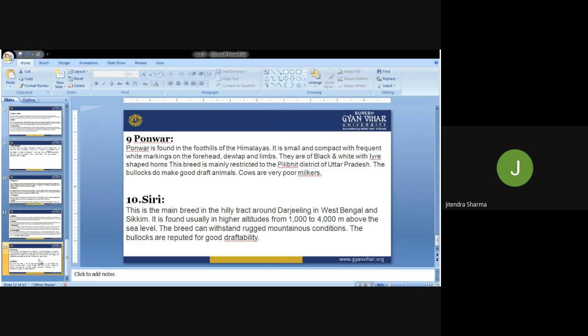Then the Siri, the last breed, which is under the category of the draft animals. The Siri, the main breed habitat is Darjeeling in West Bengal and Sikkim. It is found usually in higher altitude, 1,000 to 4,000 meters above sea level. The breed can withstand rugged mountain conditions. The bullocks are reputed for good tractability.